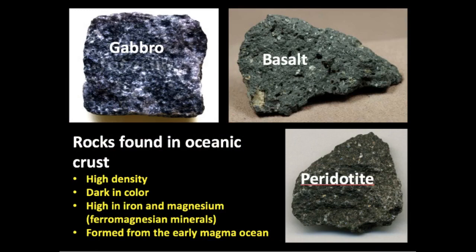Ocean crust is made from high-density rock. These rocks are formed from mafic minerals and are dark in color. Mafic minerals are higher in iron and magnesium and lower in silica than are felsic minerals. Basalt is a rock common in the ocean crust.